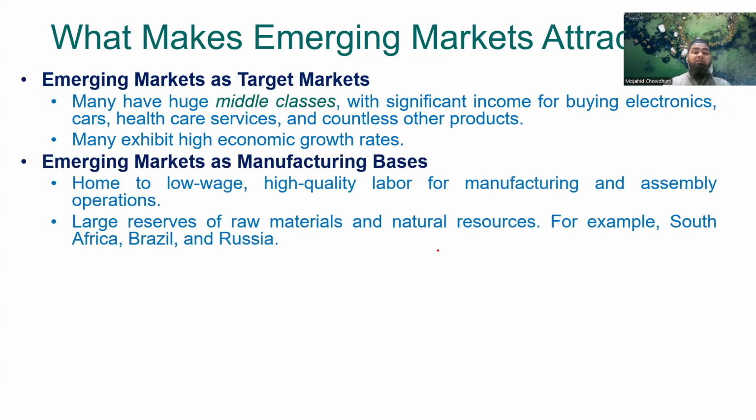So this is one of the factors for attractiveness. The second one is the manufacturing base. Some countries have a very healthy environment for production and assembly, like China, Russia, and South Africa. They have a base for producing because they have low wage labor, high quality labor, and skilled labor for manufacturing and assembling operations.